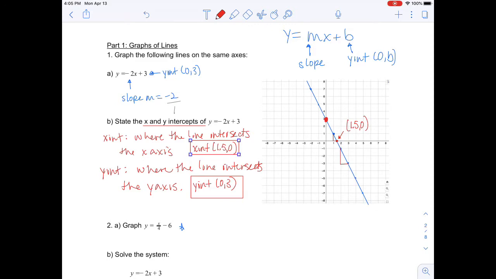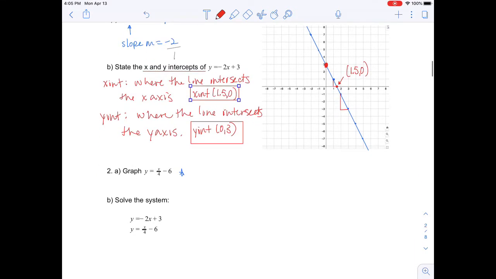Let's have a look at the next question, which is actually related to the first question. We're again being asked to graph a line, and in this case the slope is 1/4 and the y-intercept is (0, -6). So let's do that. I go up 1 and across 4, up 1 across 4. All right, so there we go. We have our line drawn on the same grid.